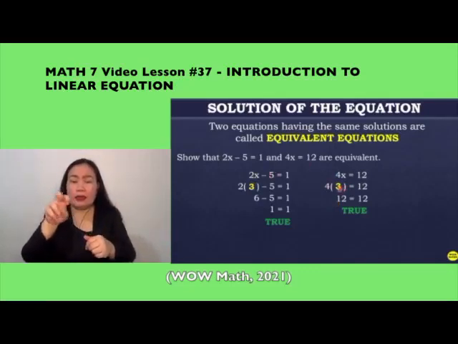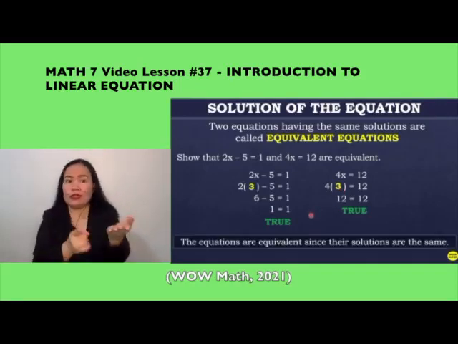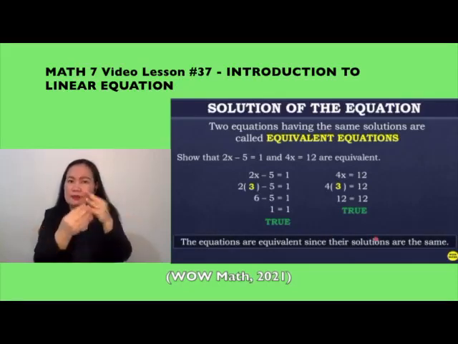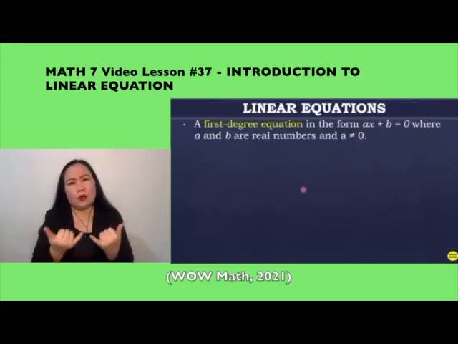Okay. So, since parehong true ang lumabas, therefore, the equations are equivalent since their solutions are the same. Since pareho silang 3, 2x minus 5 is equal to 1, and 4x is equal to 12 are equivalent equations. Okay.